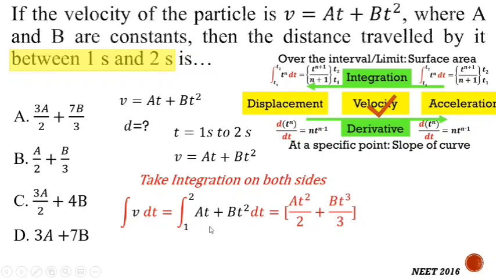In case of integration, what do we do? We increase the power and divide by the new power. So the power is increased by 1, that is t square, and now we divide by the increased power, so divide by 2. In the second term the power is 2, so increasing the power by 1 it becomes t cube, and again we divide by the new power, that is 3. The upper limit will be used first and then we subtract by putting in the lower limit.